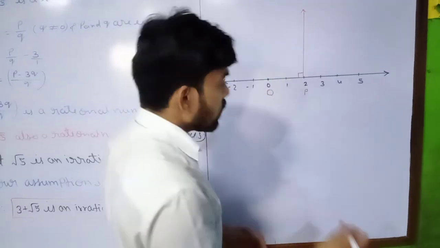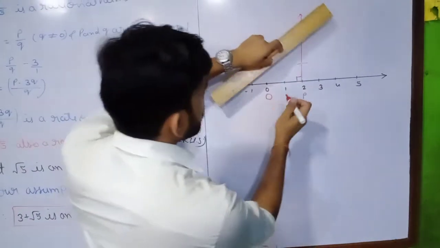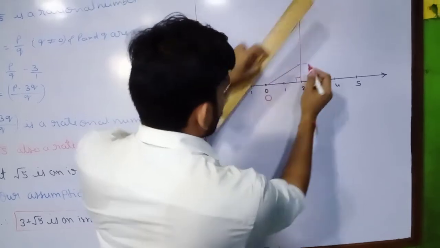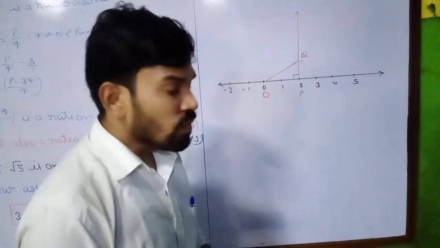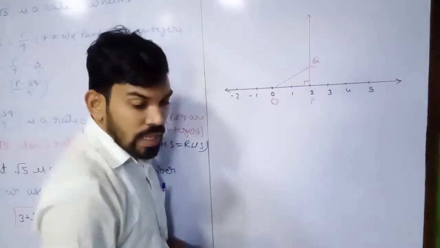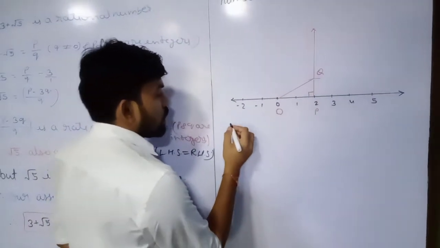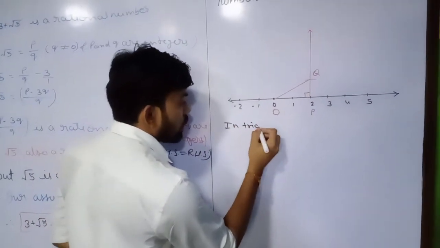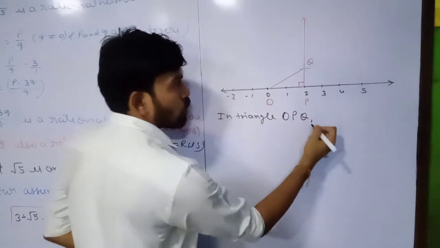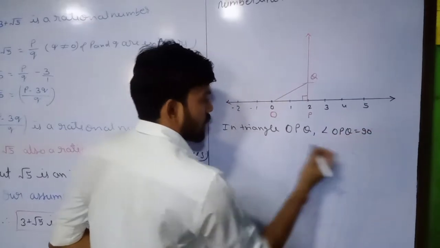So this way we get a cut over here. Now join this with O and name it Q. This way we got a right angle triangle OPQ. Yes, we are getting it. Now in triangle OPQ, angle OPQ is equal to 90 degrees.